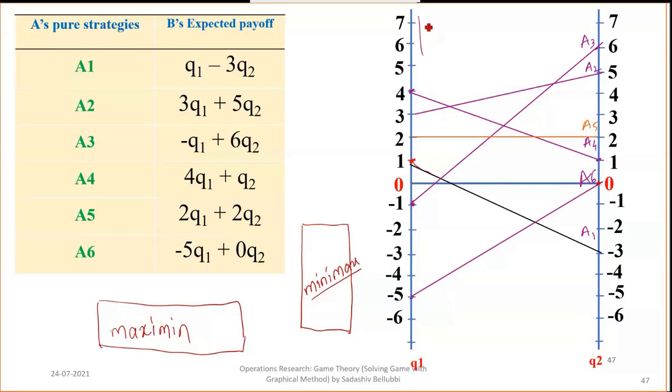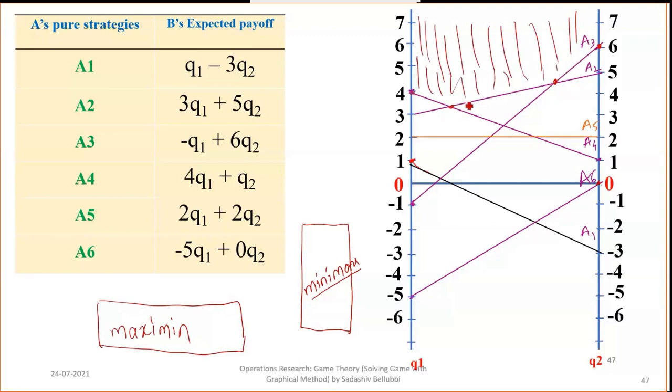You need to mark the points here. This is the first point, this is the second, then the third intersection and the fourth intersection. Out of all the four intersections, which is the minimum? This is the minimum. We can write this as the minimax.